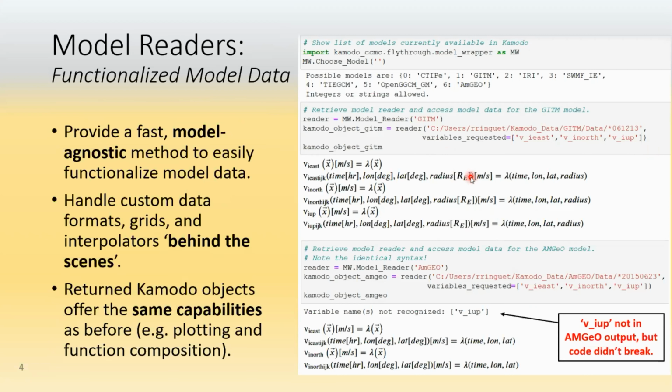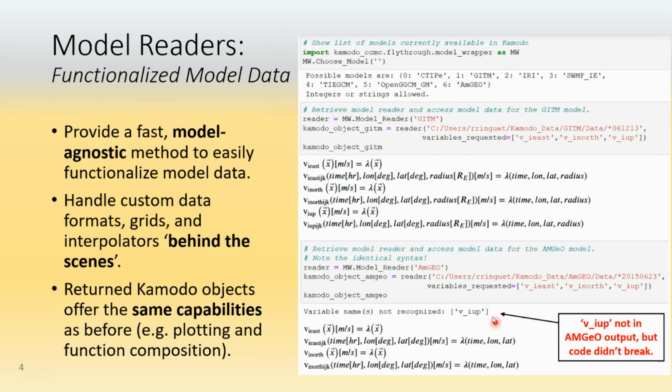Now, the point here is that the syntax here for GITM, as an example, is identical to the syntax for AMGeO, which is identical to the syntax for all of the model readers that we're developing. That's the power behind the solution here. It's identical capability for all of the models.